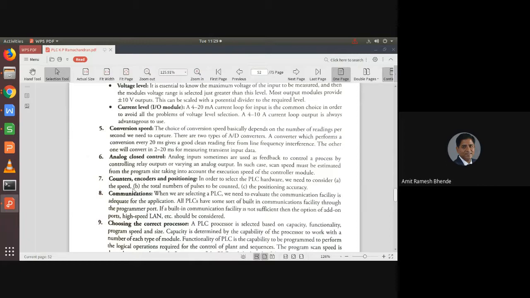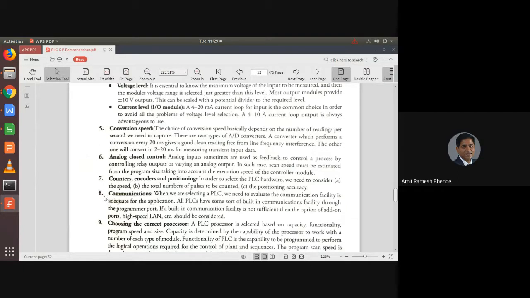Then seventh point is counters, encoders, and positioning. So in order to select the PLC hardware, we need to consider the speed, the total number of pulses to be counted, and the positioning accuracy. So where we are placing, that is very important from the selection point of view.